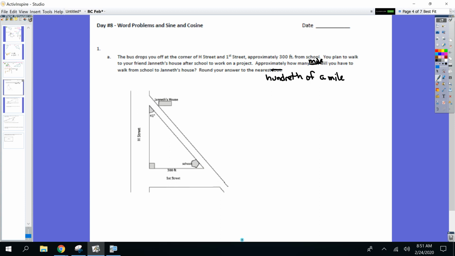All right, school to Big Al's house. So we all in agreement, school to Big Al's house. Got to find that distance. What type of triangle am I given? Right triangle. Is it one of the special ones? No, but it doesn't matter anymore if it's special or not, because I can use sine, cosine, or tangent.